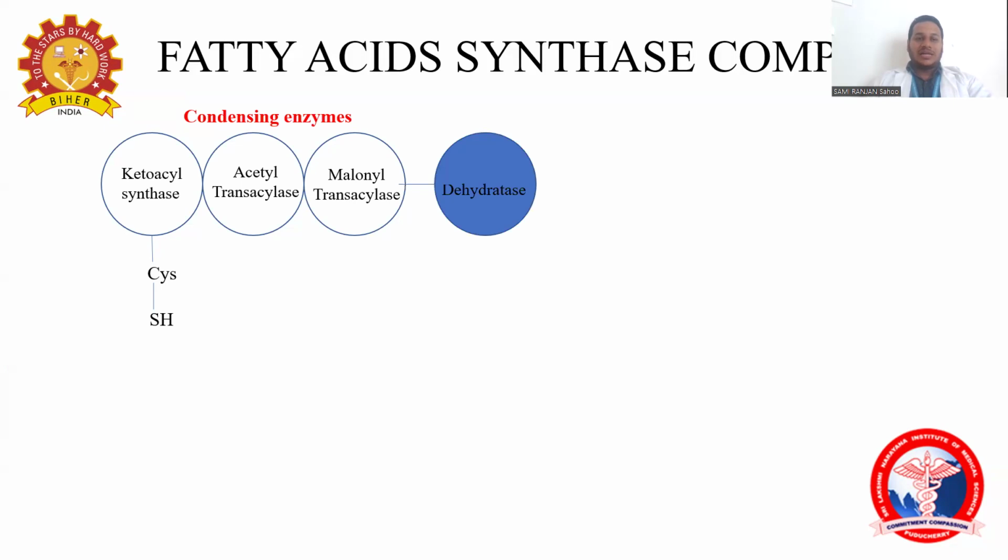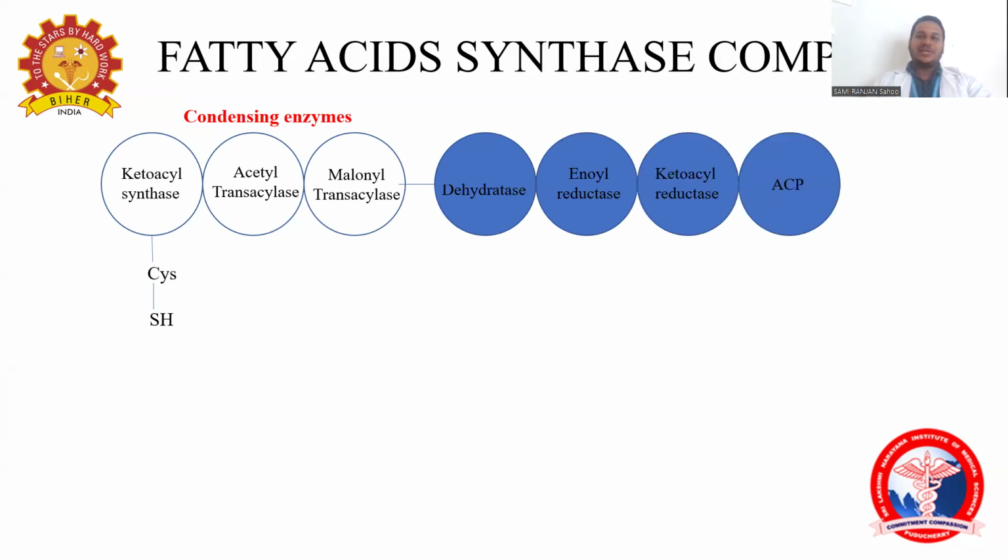Along with malonyl transacylase, we have the dehydratase enzyme, enoyl reductase enzyme, ketoacyl reductase enzyme, and ACP, which is not an enzyme, it's an acyl carrier protein. As I told, 7 multi-enzymes with 1 protein, which is nothing but acyl carrier protein, which is very helpful. The acyl carrier protein also has a sulfide bond along with 4-phosphopantetheine. So the sulfide bond is contained by two important factors: ketoacyl synthase along with cysteine, and acyl carrier protein along with 4-phosphopantetheine. This is very important.